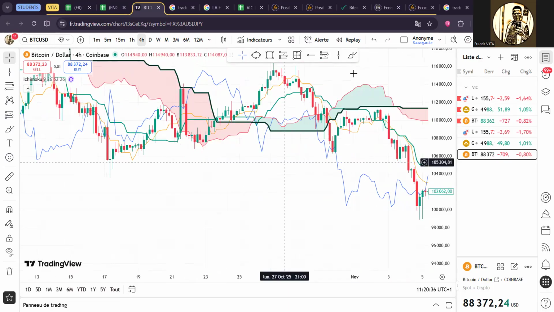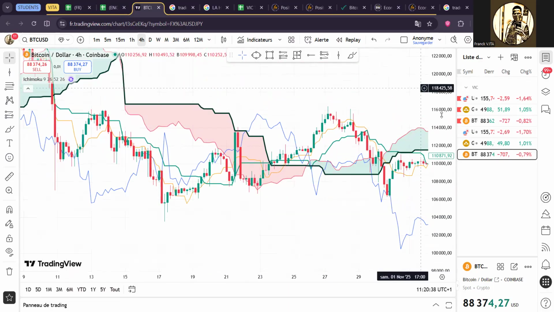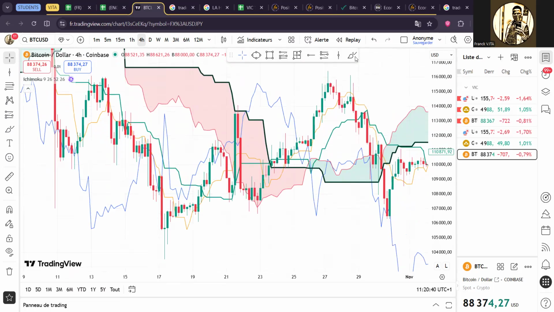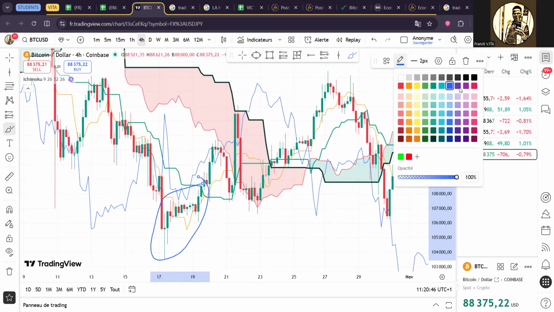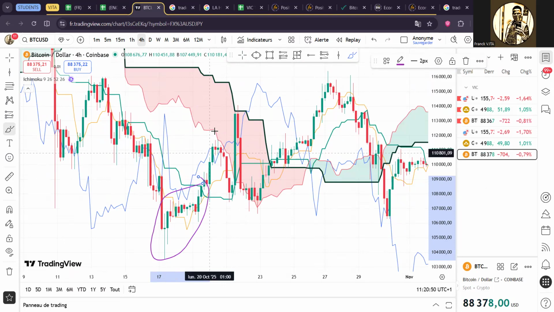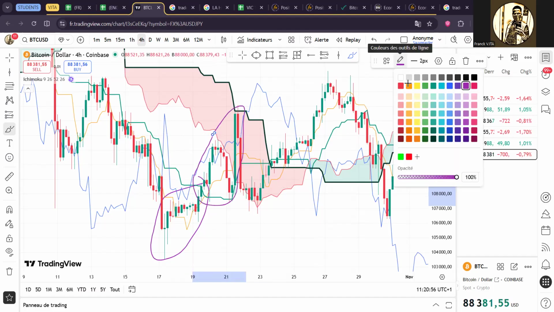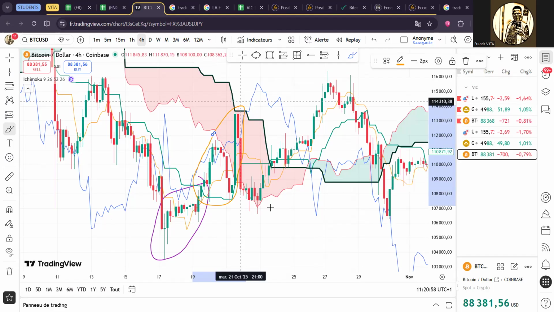Okay, let us take this example. In this example, we have here the origin. Then we have the reversal. After that, we have the transition finally.